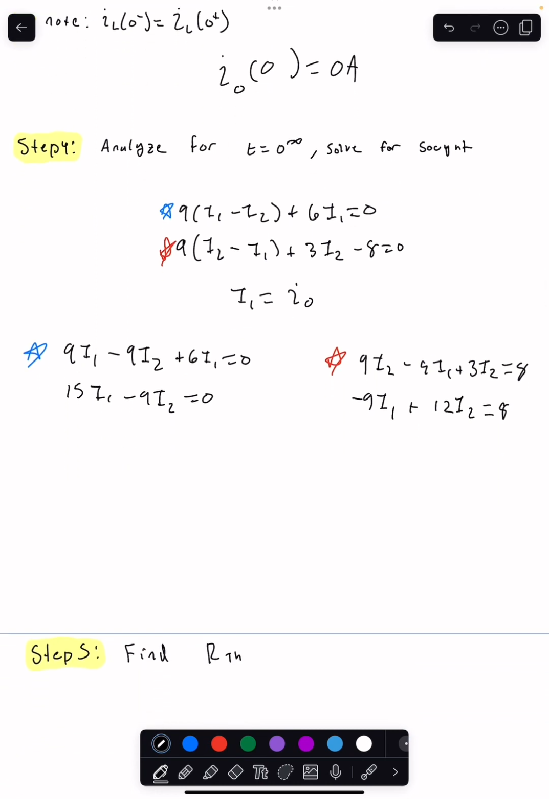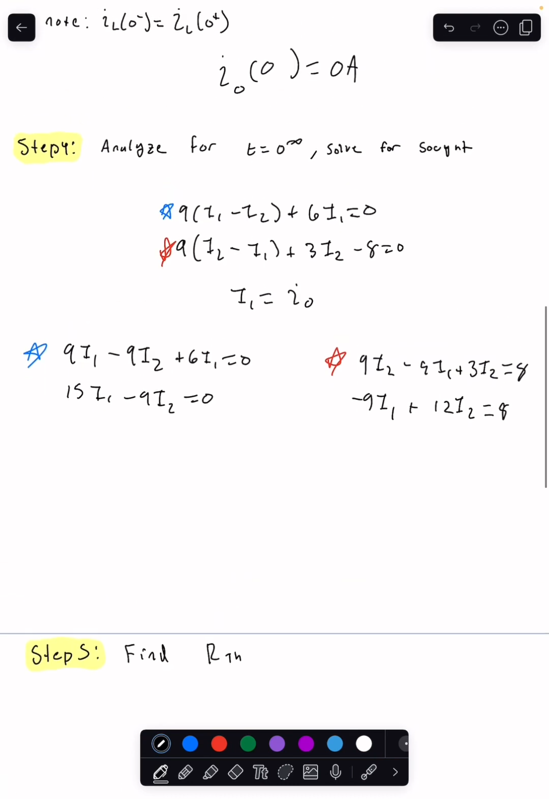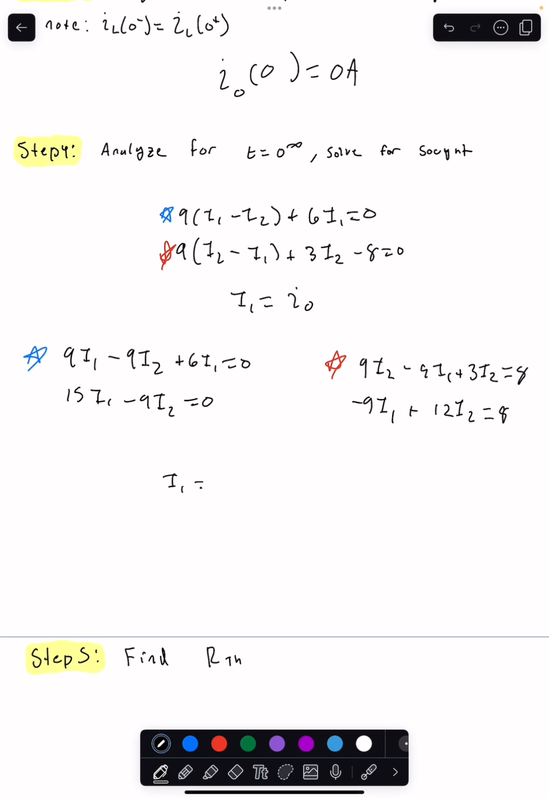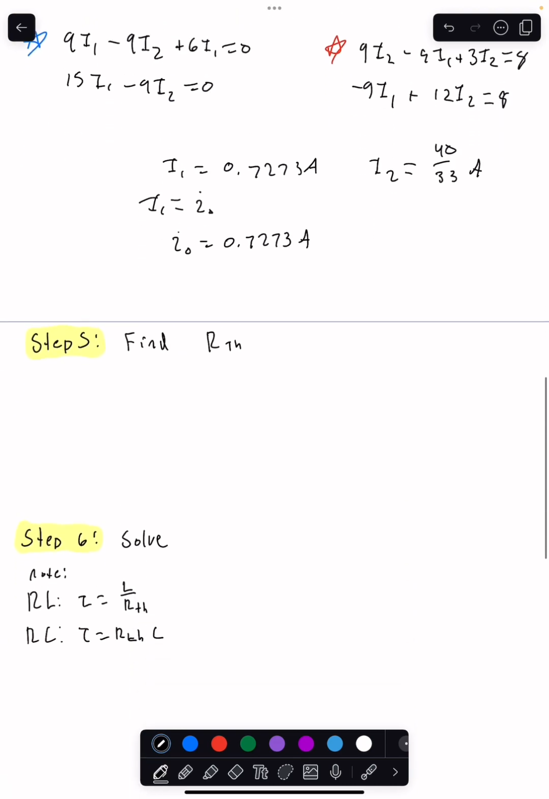Alright. Now if you just plug this into your calculator, if you have a TI, there's an app where you just plug in the numbers, or you can just use a matrix. It should get I1 equals 0.7273 amps, and I2 equals 40 over 33 amps. And as I said before, I1 equals I naught, so I naught equals 0.7273 amps. Okay, on to the next step.